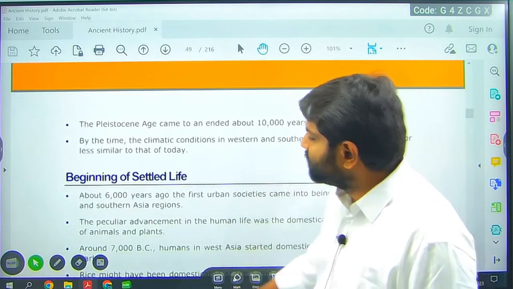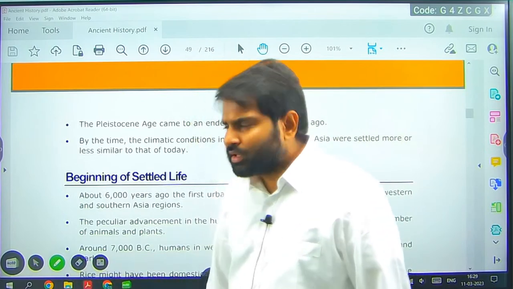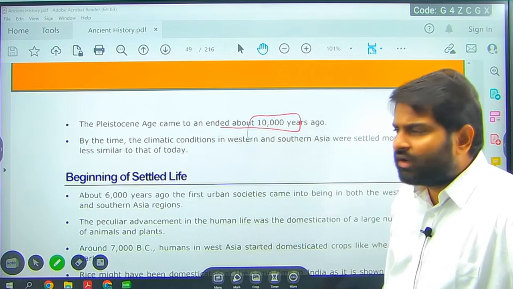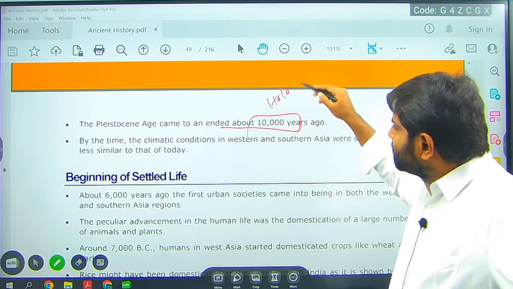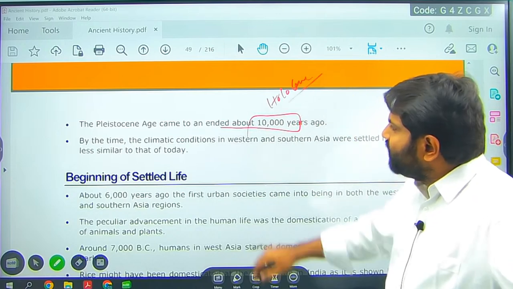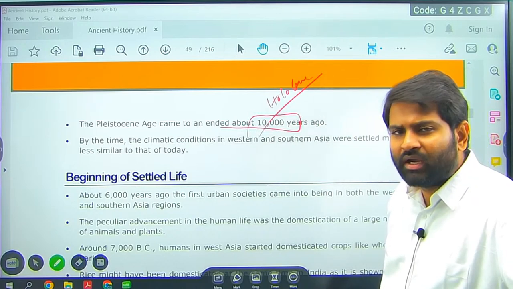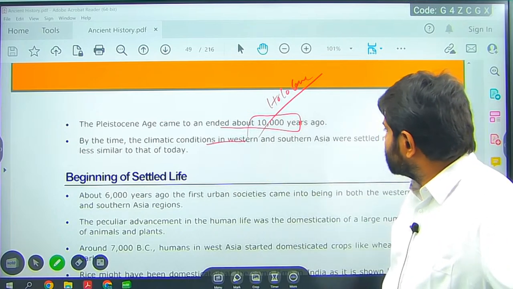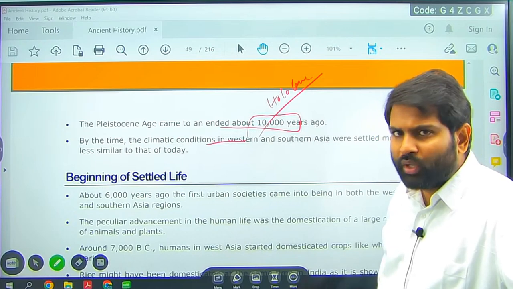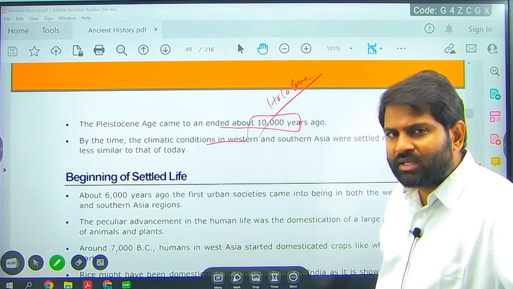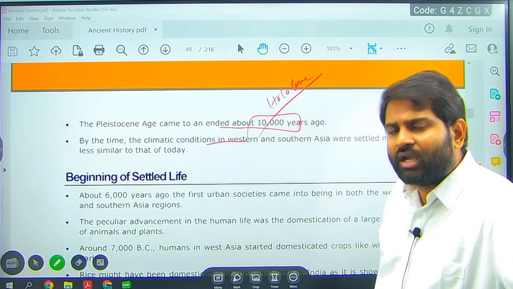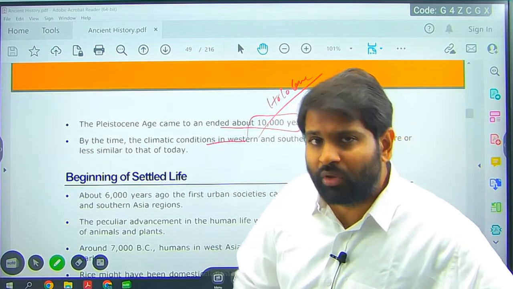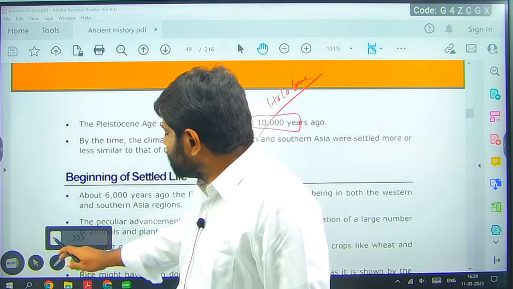The Neolithic age. The name itself is saying Neo, new. The Pleistocene age ended 10,000 years ago. So Pleistocene ended, and we entered into Holocene. When we enter into Holocene, it's a completely different world, with different climatic conditions. By that time the climatic conditions in Western and Southern Asia were settled, more or less similar to today. So the human beings were the same 50,000 years ago, and 10,000 years ago the same climate is there. So it is relevant, what they have done, what we are doing, it is relevant. Climate change is not new.